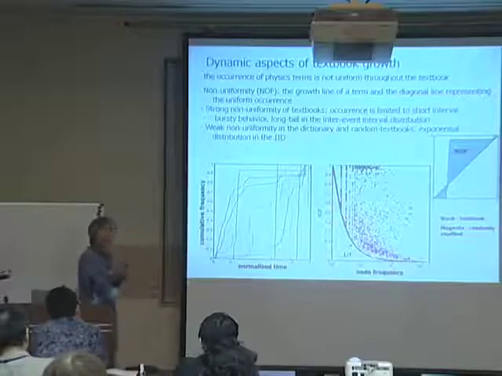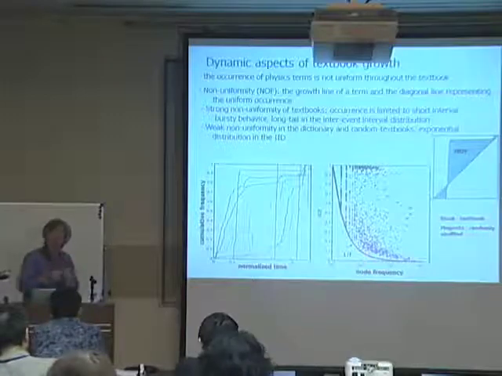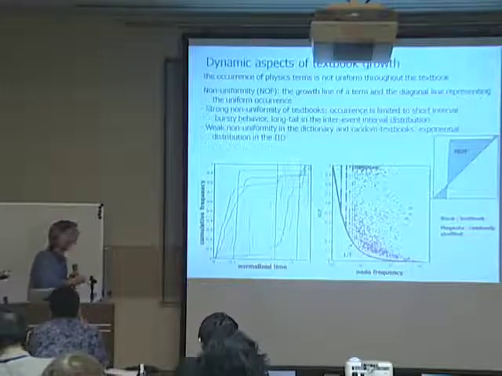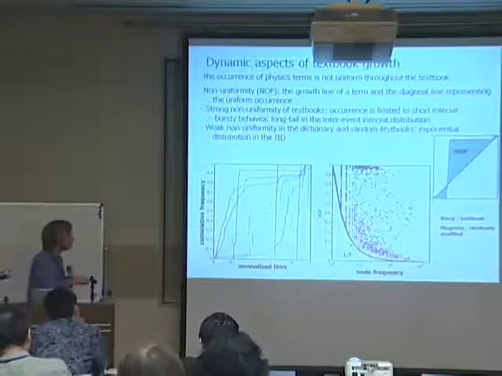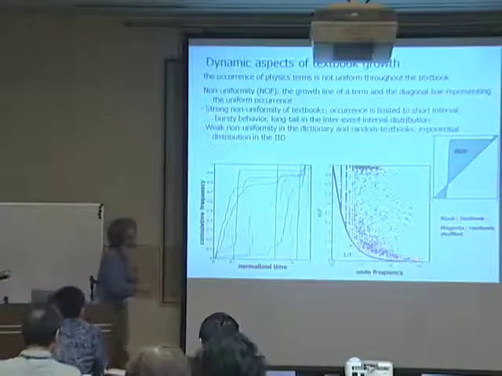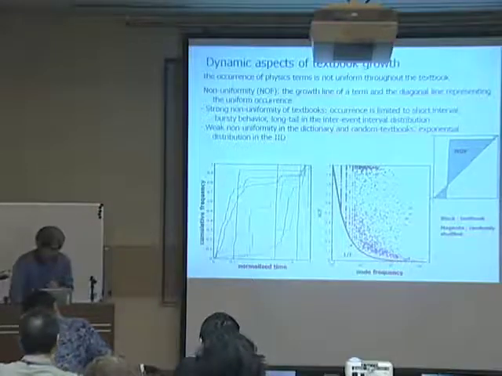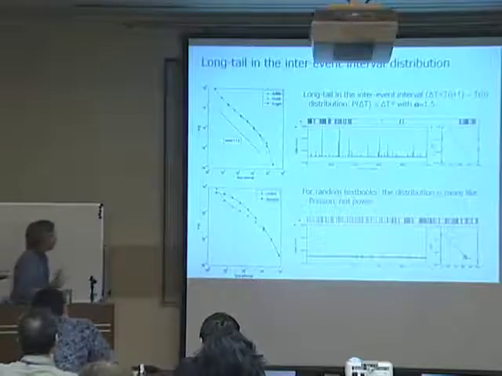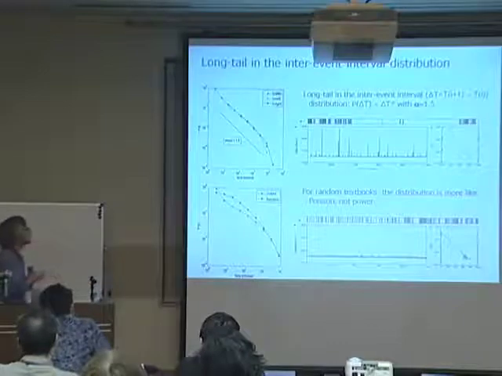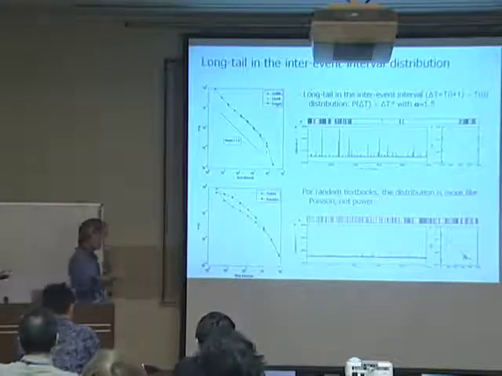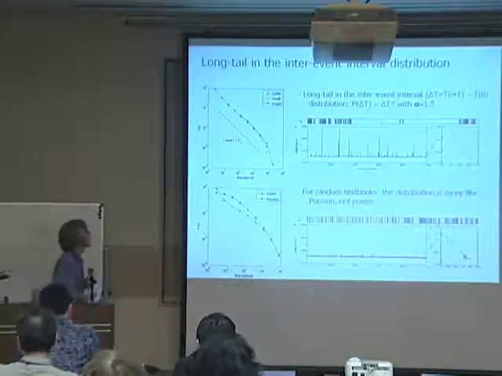This line represents, for each frequency, the value of non-uniformity when the nodes are distributed uniformly. This is the minimum line. So for the random textbook, the non-uniformity is very close to the minimum line. This kind of non-uniformity can also be characterized by the inter-event interval distribution, the interval between events. Here, an event is the occurrence of a physical term in the textbook.